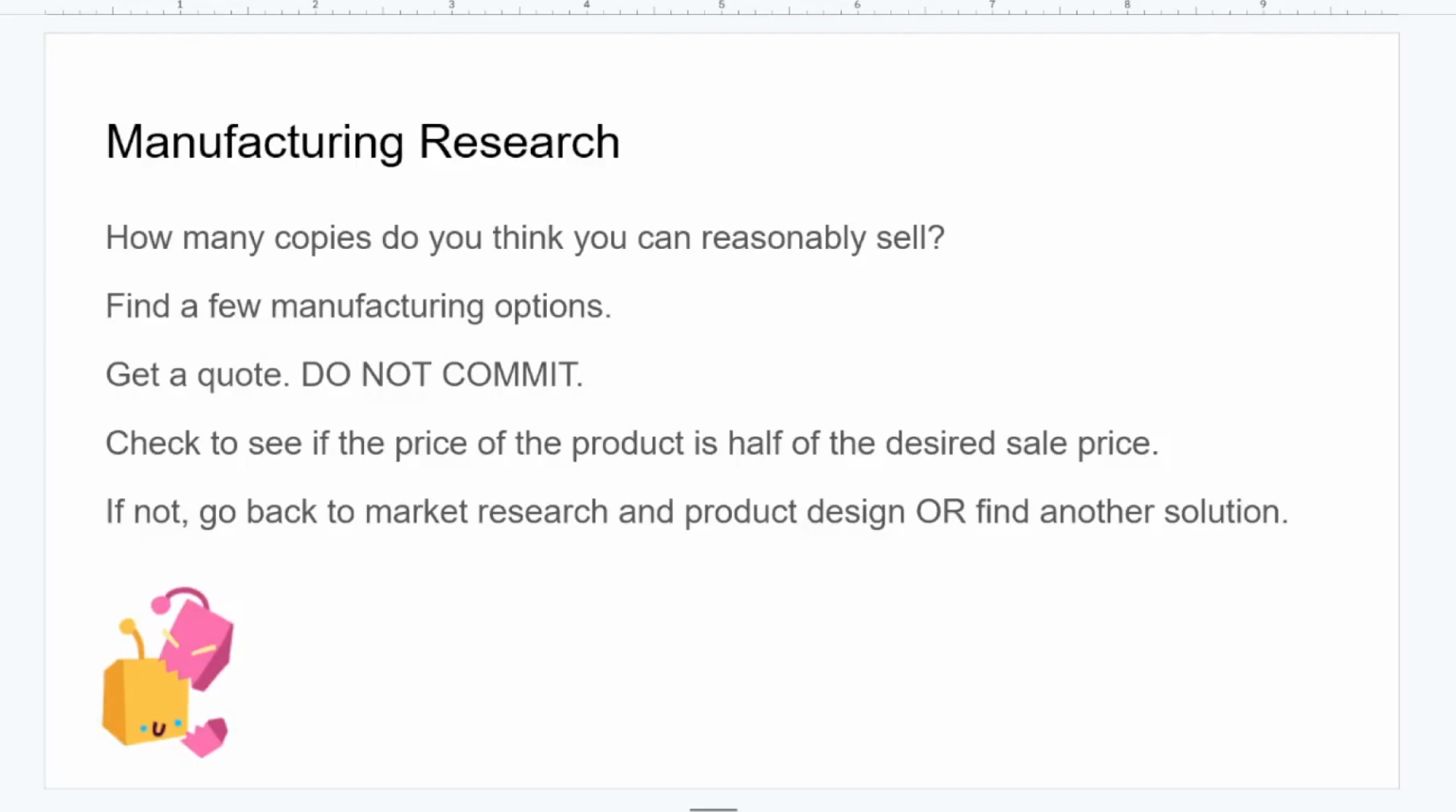Check to see if the price of the product is half of the desired sale price. So what this means is whatever you are spending on manufacturing to get that finished copy in your hand, that should be half of what you're charging your customer. The reason why is that if you want your game to be in game stores, your discount should be 40 to 50% to that game store.